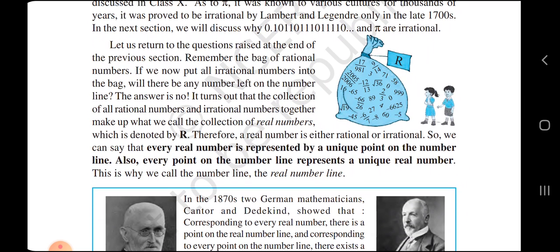Every real number is represented by a unique point on the number line, and also every point on the number line represents a unique real number. This is why we call the number line the real number line, because real numbers are the collection of rational numbers and irrational numbers.